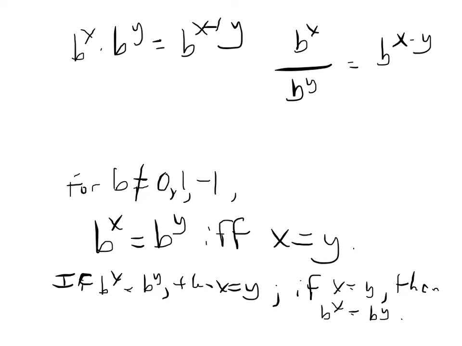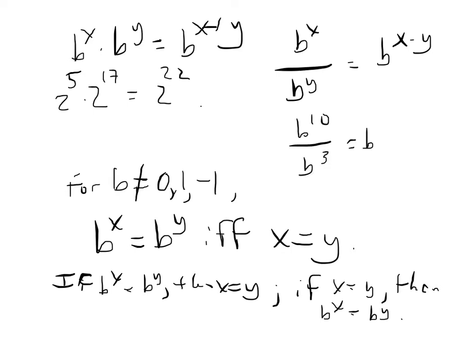So, some laws and rules for exponents involving integral, that is integers, exponents. And we remember our rule, if we have b to the x times b to the y, we add exponents, that's b to the x plus y. Example, 2 to the 5th times 2 to the 17th equals 2 to the 22nd. B to the x over b to the y is going to be b to the x minus y. Subtract the exponents. For example, b to the 10th over b cubed equals b to the 10 minus 3, or 7.